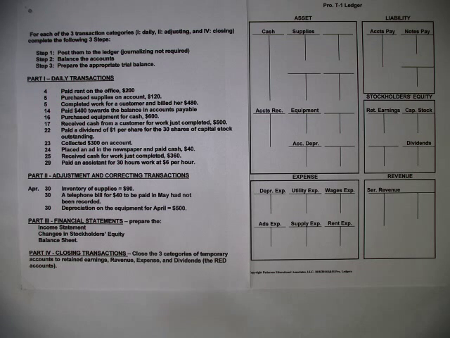Today I'm going to take you through a complete accounting cycle problem. We're going to review three categories of transactions: daily, adjustment and correcting, and closing. And we're also going to prepare the financial statements.